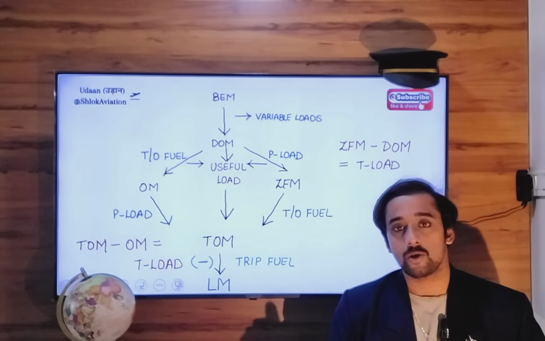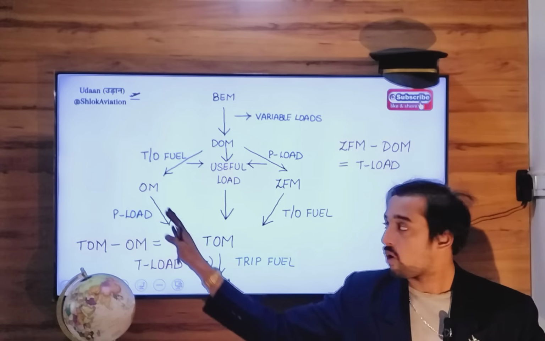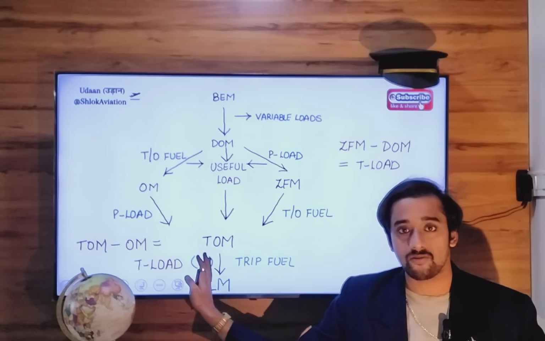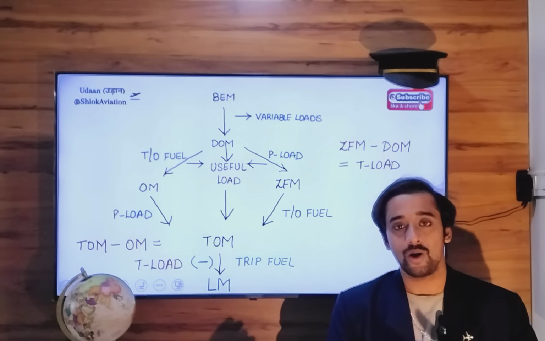The second way to find out payload is to subtract operating mass from takeoff mass. Operating mass plus payload gives you takeoff mass. So to get payload, you have to subtract operating mass from your takeoff mass.